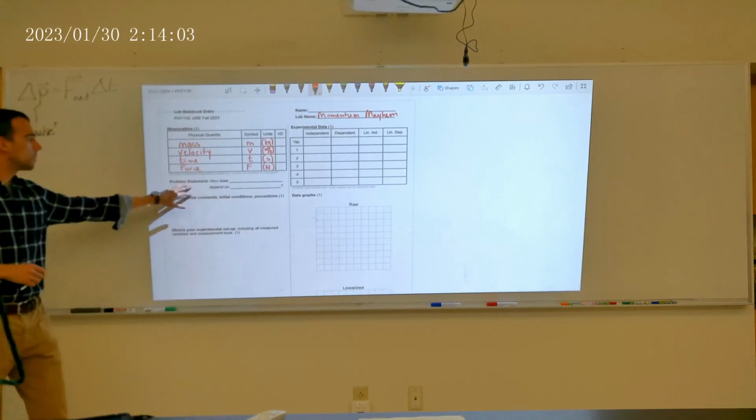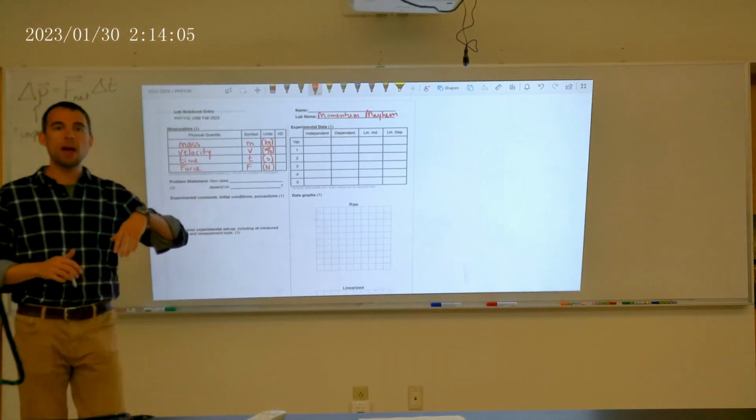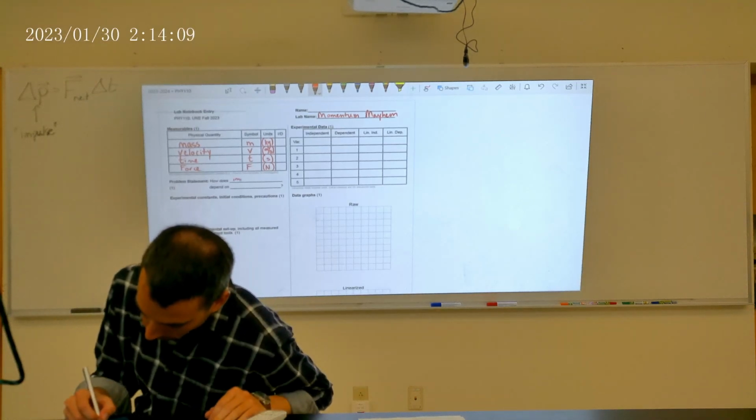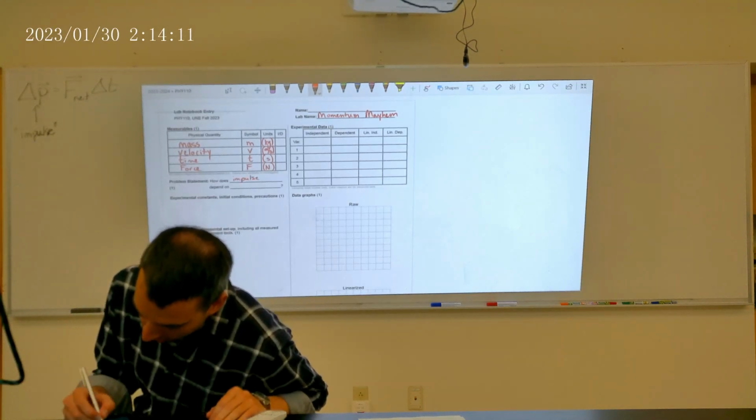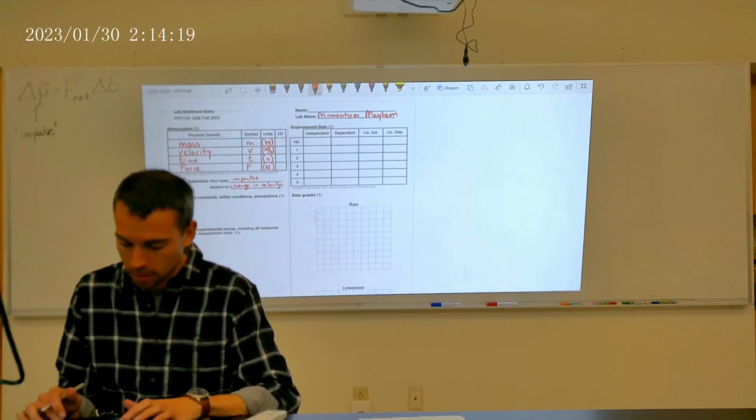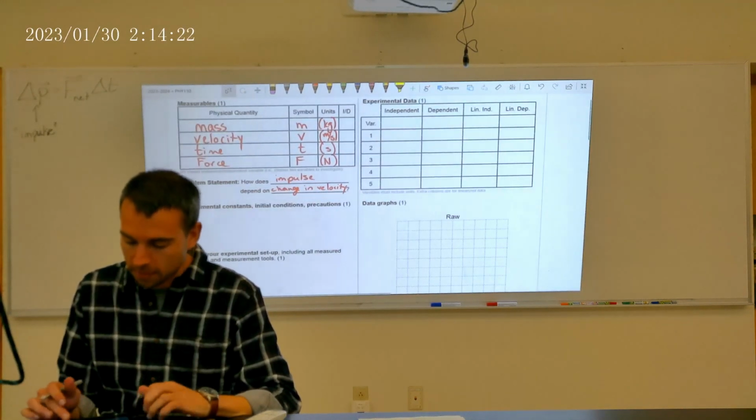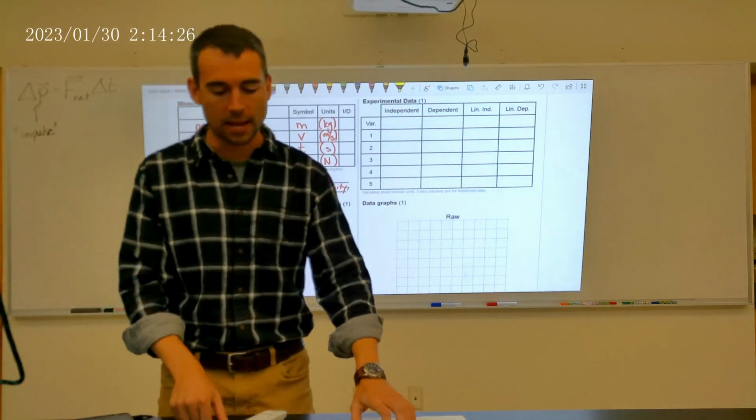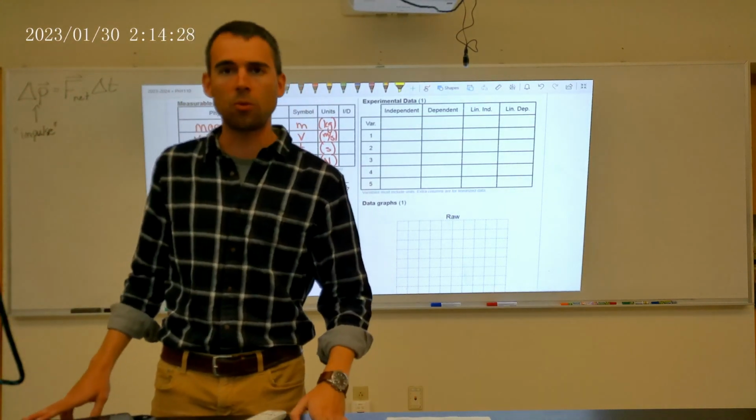And for our problem statement, how does blank depend on blank? We're actually going to ask the question, how does impulse depend on the change in velocity? Change in velocity. Okay? And so there will be something that will remain constant. First, let me show you what the experiment will look like, and then I'll ask you to reflect on what you think will be constant.